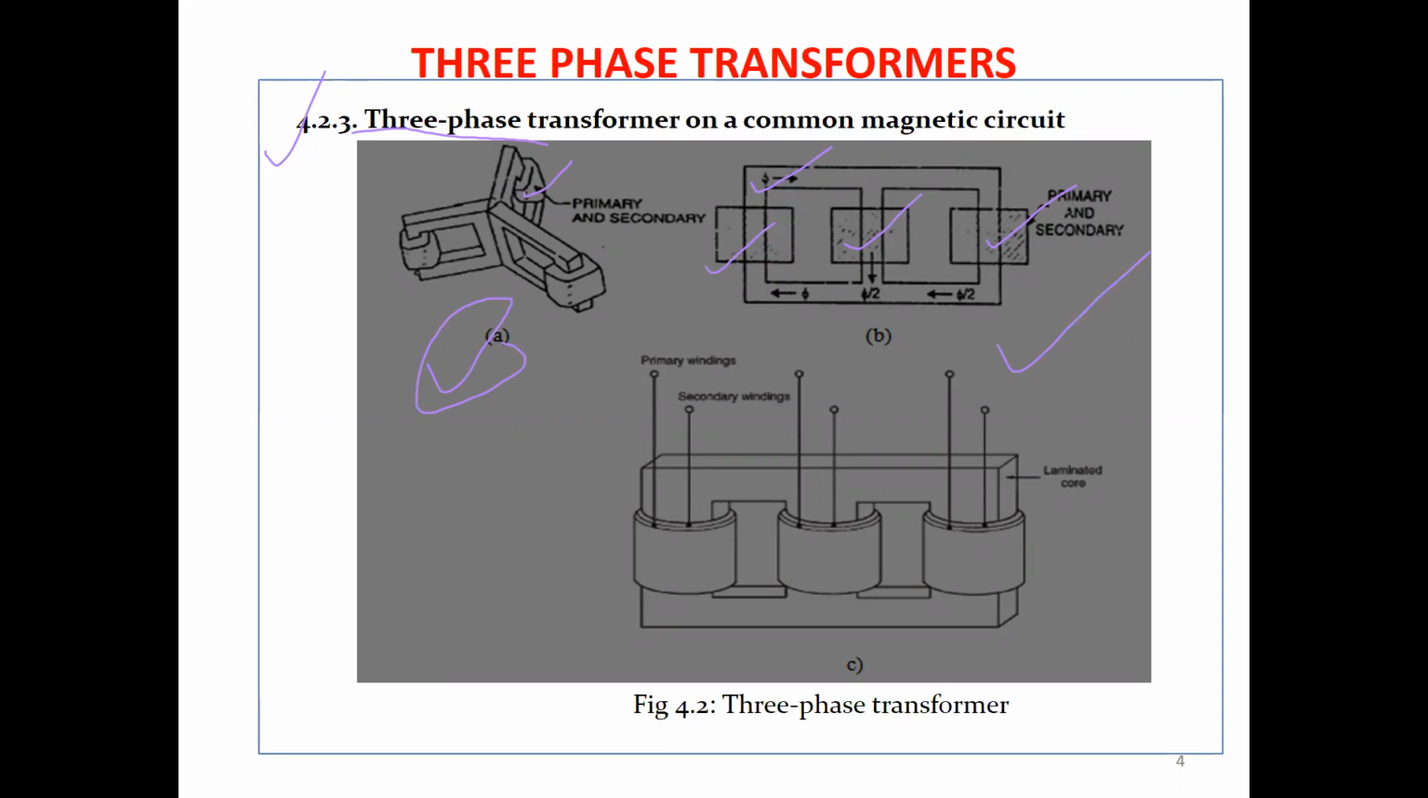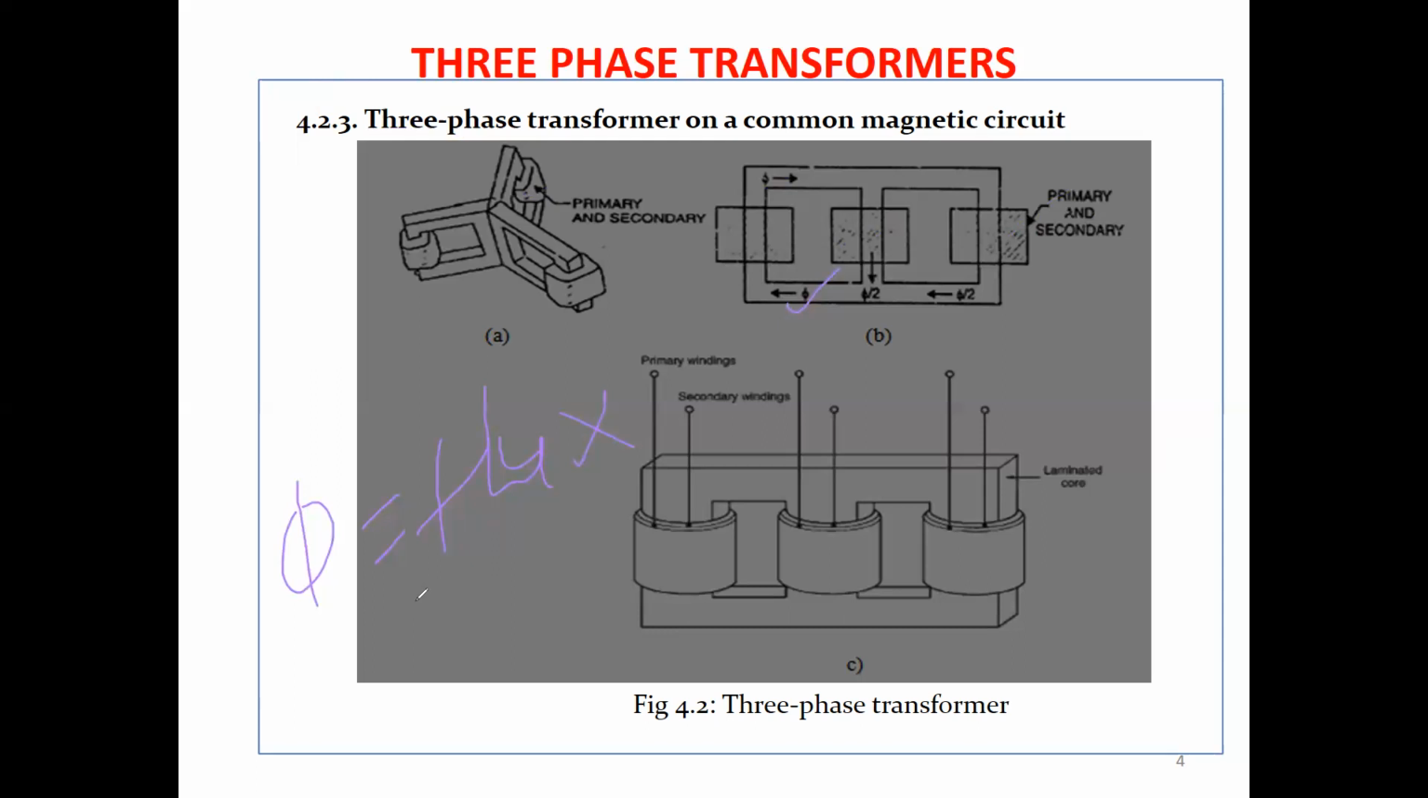This is a magnetic circuit, having the primary and secondary windings. The phi is the flux. The phi you see in the magnetic circuit is the flux flowing in the magnetic circuit.